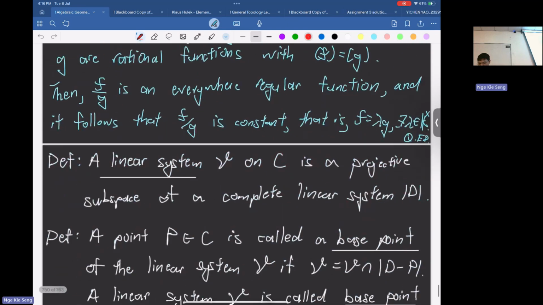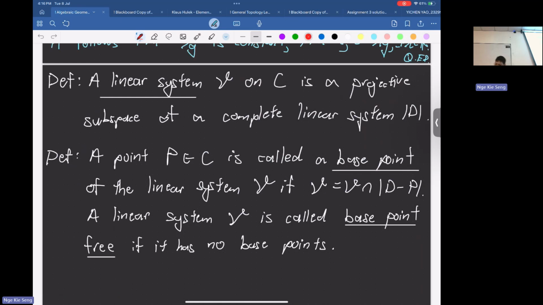Do I go through again? Maybe talk in the middle. We go through a base point. So what is the base point?